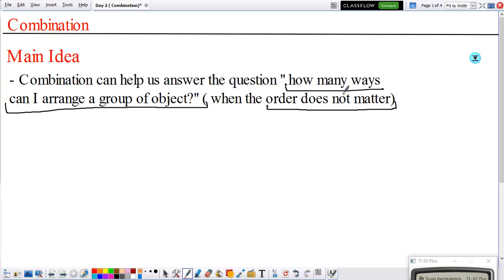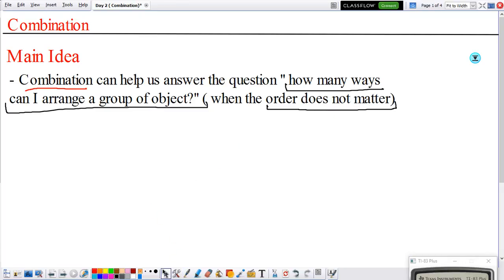There's two ways for us to rearrange some groups. The first one is where the order does not matter, and that's called a combination. And the second one is when the order does matter, and we will see that in the next video. So here, we're going to use something called a combination, because combinations can help us answer the question: in how many ways can we arrange a group of objects when the order does not matter?